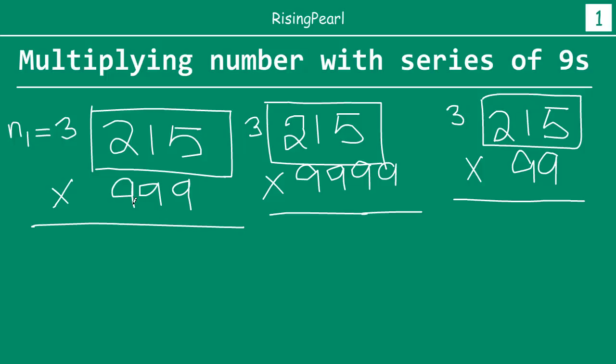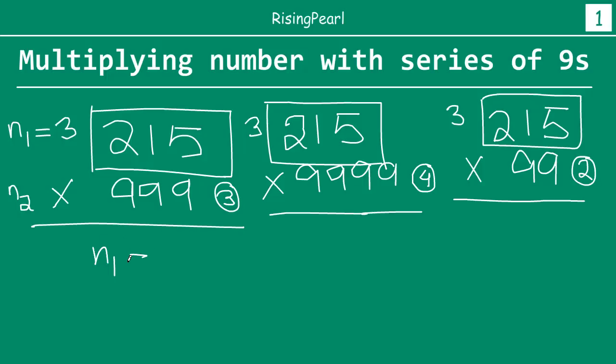Now let's take a look at the nines. Let's call the number of digits in the nines n2. Here we have 3 digits, right? Because 999, there are 3 nines. Here we have 4 digits, right? Because it's 1, 2, 3, 4. And here we have 2 digits, 2 nines.